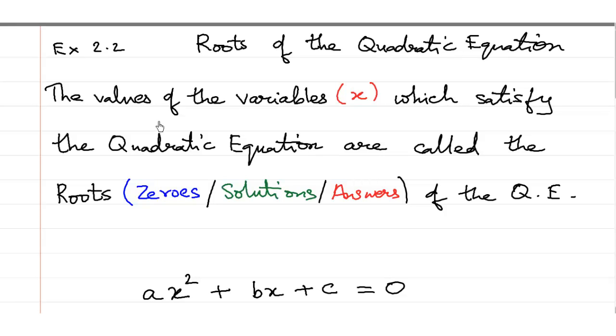In exercise 2.2, we shall be studying about the roots of the quadratic equation. What are the roots of the quadratic equation? The values of the variables, for example x or y or z or p, which satisfy the quadratic equation are called the roots of the quadratic equation. Roots are also called by the names zeros or solutions. They are basically the answers of the quadratic equation.